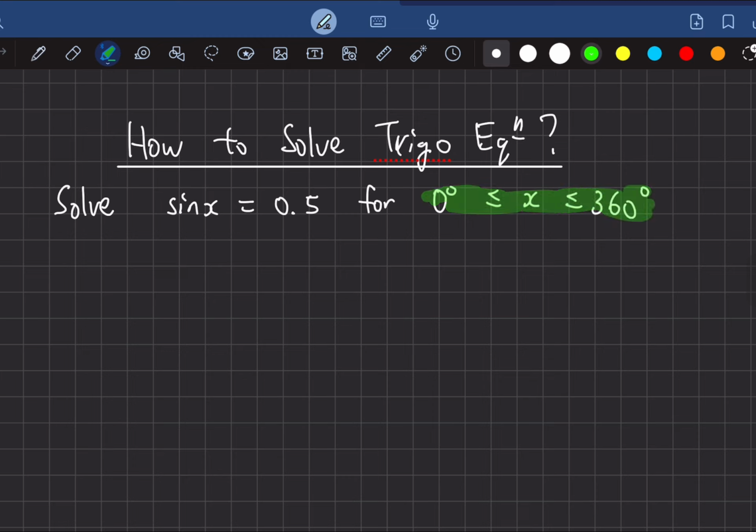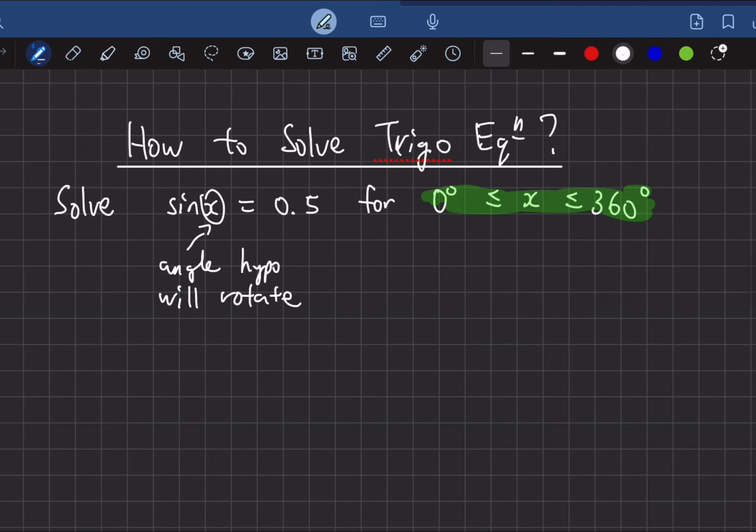So when it comes to trigo equation solving, this range is very important, which means that this is the angle that hypo will rotate. Okay, so which means that this hypo of a right angle triangle will rotate one full round, 360 degree. So first step, you have to determine, sine x equals to 0.5, using ASTC, this sine x equals to positive 0.5 is in which quadrant.